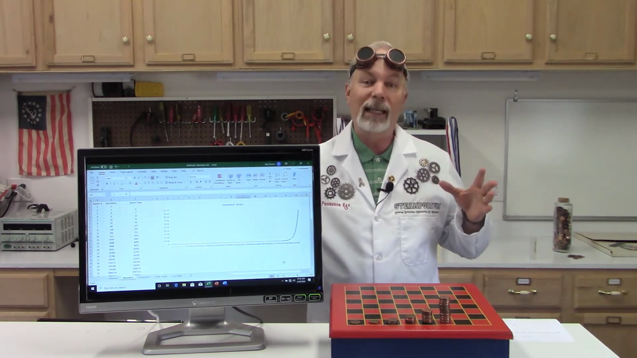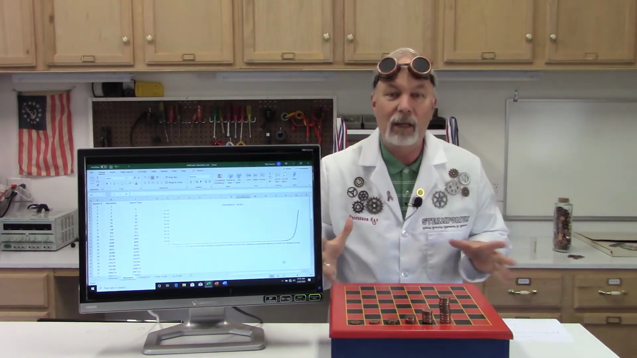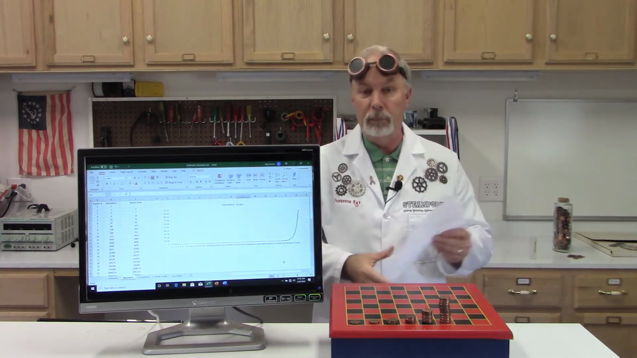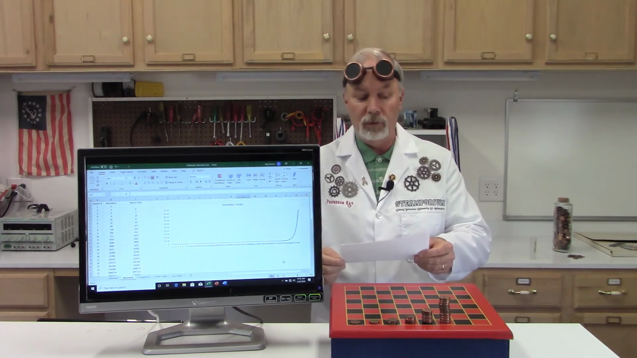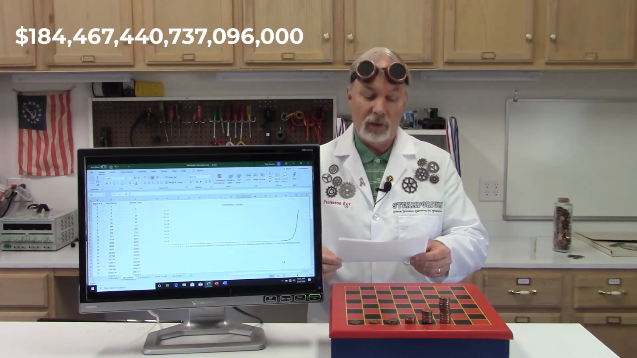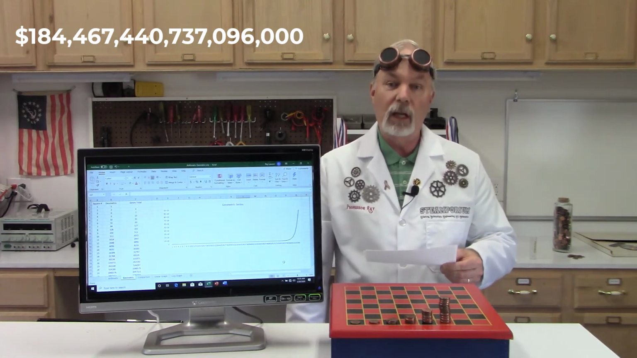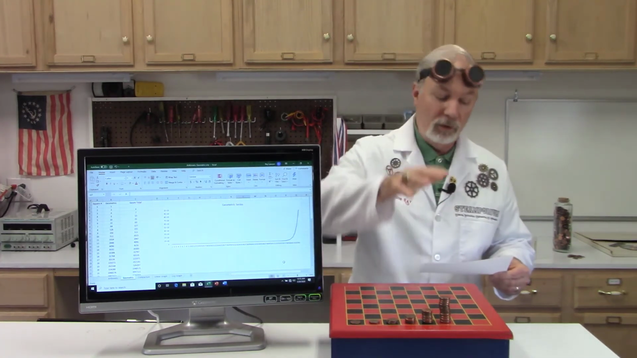It's actually pretty inconceivable. And if I took all those pennies together and I added them up, the dollar value would be, I have to read this one because it's so big, 184 quadrillion, 467 trillion, 440 billion, 737 million, $96,000. That's how much would be stacked up here.